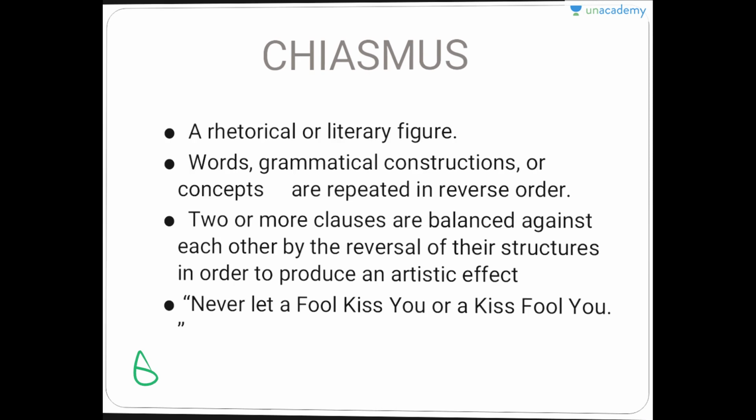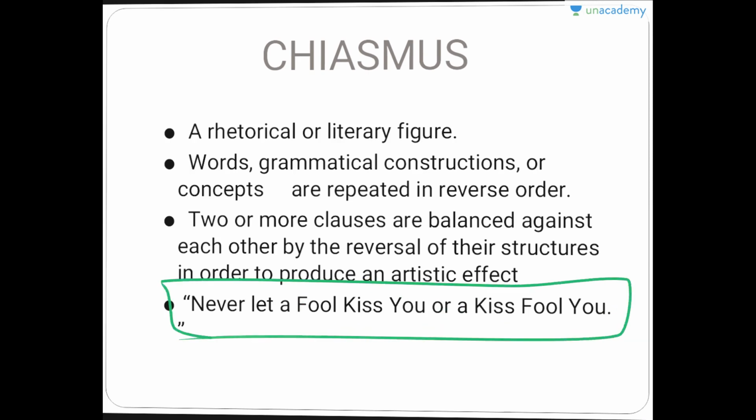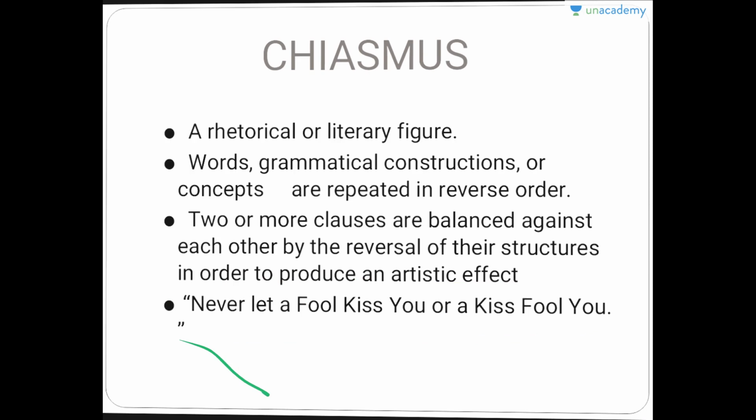Let's begin with an example here. Never let a fool kiss you, or a kiss fool you. You can see how these three words have been crisscrossed: fool kiss you and kiss fool you. They are two different phrases with different meanings. So this is an example of chiasmus, which means crisscrossing of statements, or arranging them in such a way that we see a repetition or contrasting ideas. So this is what chiasmus is.